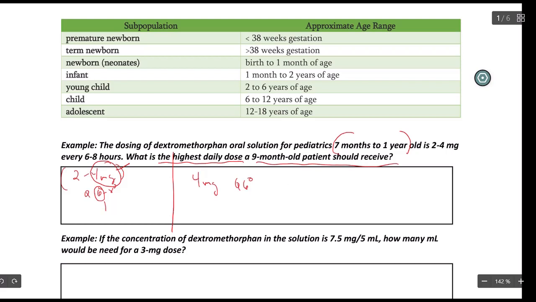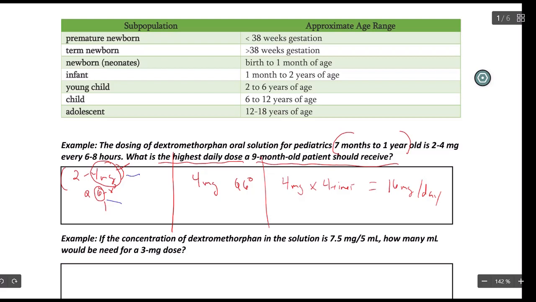So you take 4 milligrams every 6 hours in a 24-hour period. That means that they can take it 4 times a day. 4 times 4 would be 16 milligrams per day. Let me just go back there. I'm looking first at the highest dose that they can have. They can take 4 milligrams every 6 hours.